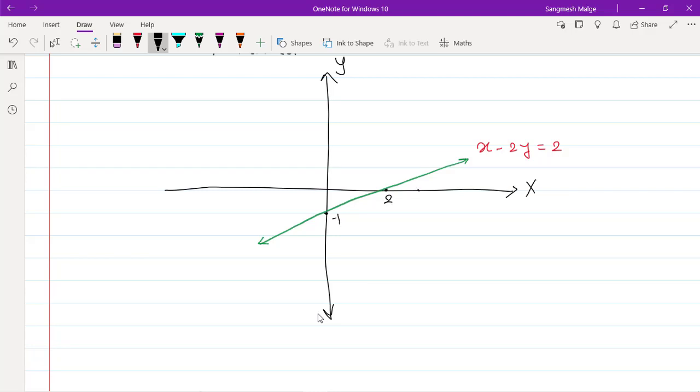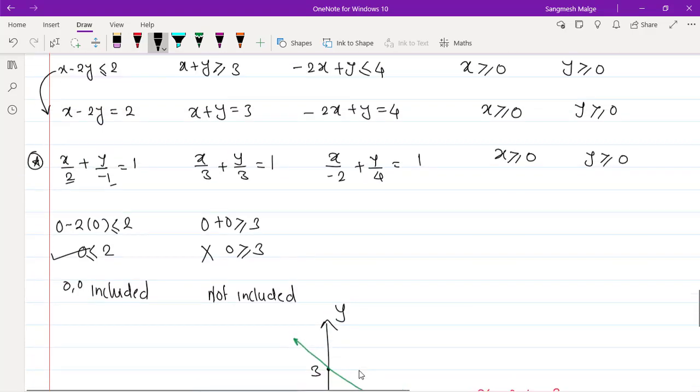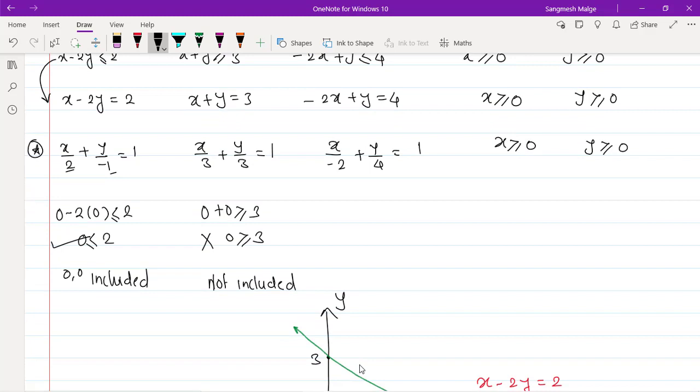Now you have 3 and 3. So this is 3 and let's say this is 3. Join these 2 points. Okay, write down the equation, which is nothing but x plus y equals 3. This is 3, this is 3. And both x and y are positive values. X and y both are positive values.